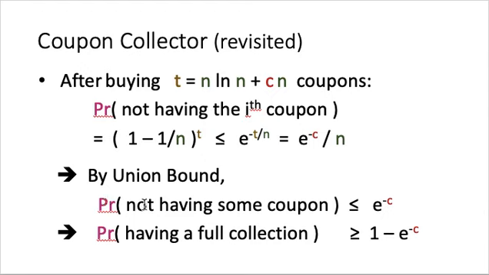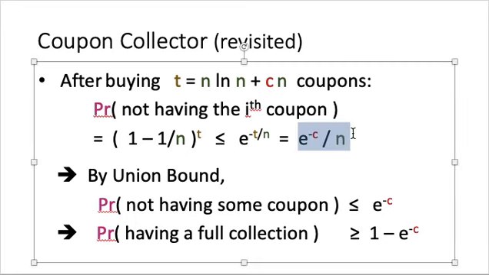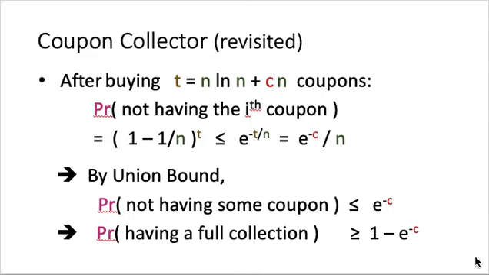So the chance of not getting at least one of the coupons is less than or equal to this term multiplied by n. This is by union bound. So in that case, the chance of getting a full collection is greater than or equal to 1 minus e to the power minus c. Okay, so this is a very simple bound that we obtain without using any other new techniques. We just use the union bound.